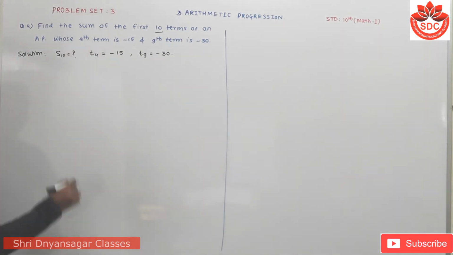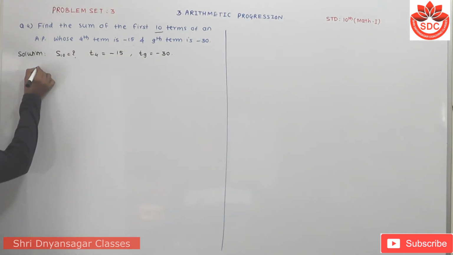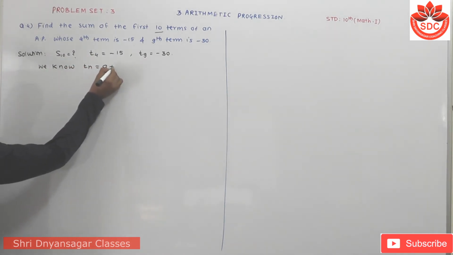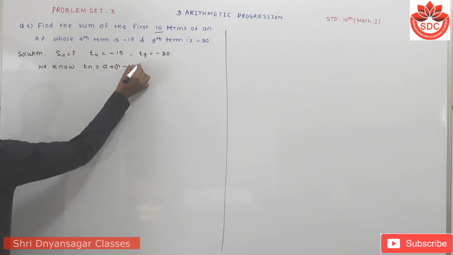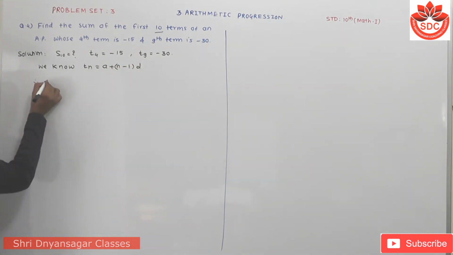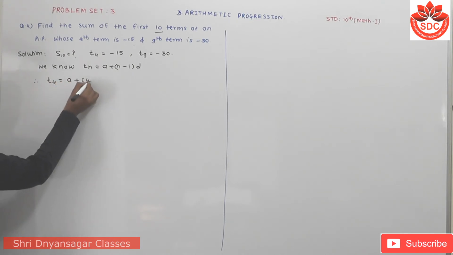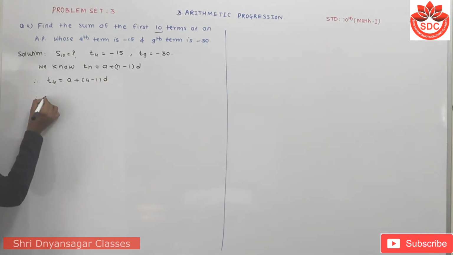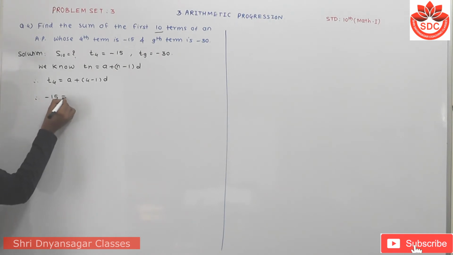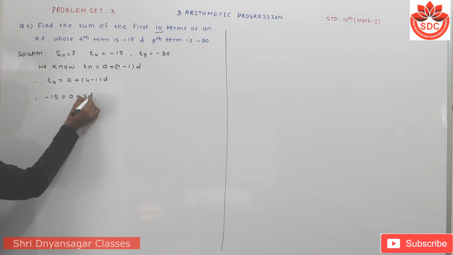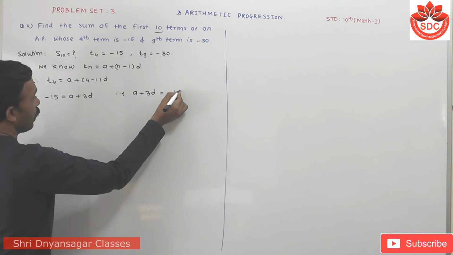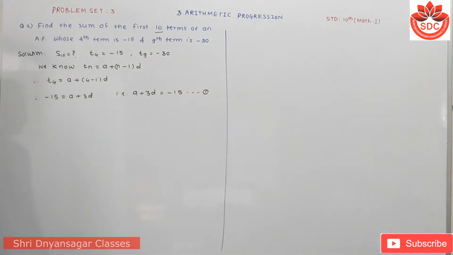For Sn, we know Tn is equal to a plus n minus 1 into d. Use this formula here. Therefore T4 is equal to a plus 4 minus 1 into d. Therefore T4 is minus 15, which is equal to a plus 3d. That is, I write here a plus 3d is equal to minus 15. This is equation number first.